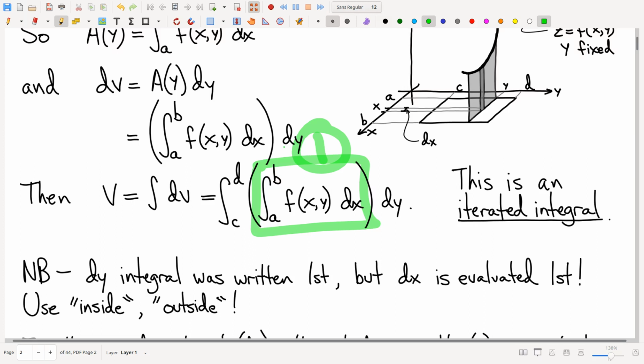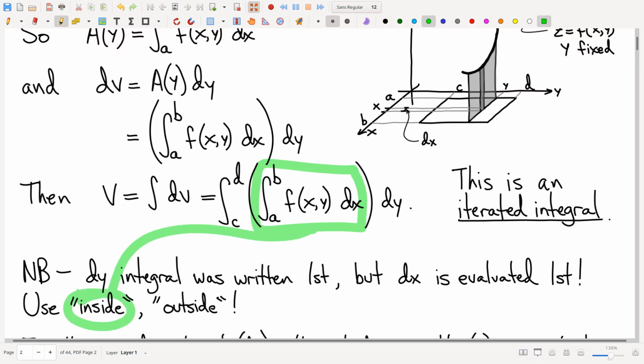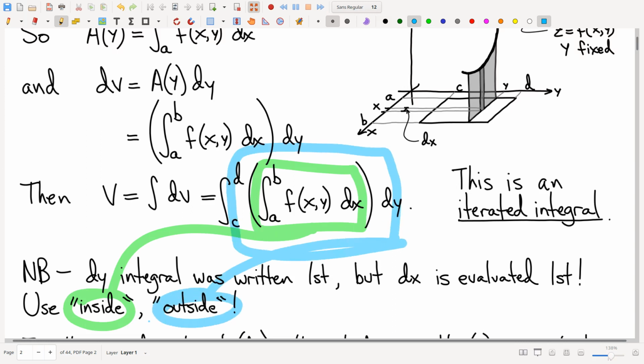This, I think, is a nasty little problem. It causes confusion. There's an easy way out, and that is I will refer to the dx integral as the inside integral. I think that is unambiguous. And I will refer to the dy integral as the outside integral. And I encourage you to adopt similar terminology, just because otherwise your listener doesn't know what you mean, which is the purpose of words, right? Okay. All right.